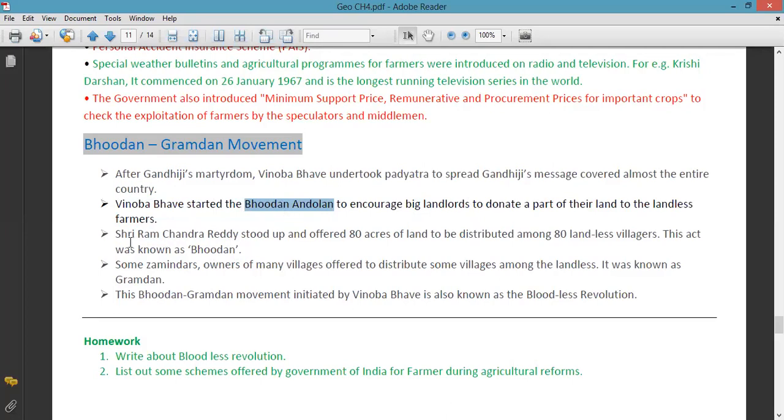After this movement, one person, Sri Ramachandra Reddy, a small king, a landlord, was inspired and gave his 80 acres of land to 80 landless villagers, one acre to one villager. This incident was called Bhoodan. So Bhoodan is not a movement, it's an incident carried out by Sri Ramachandra Reddy. Bhoodan Andolan by Vinoba Bhave is the movement.